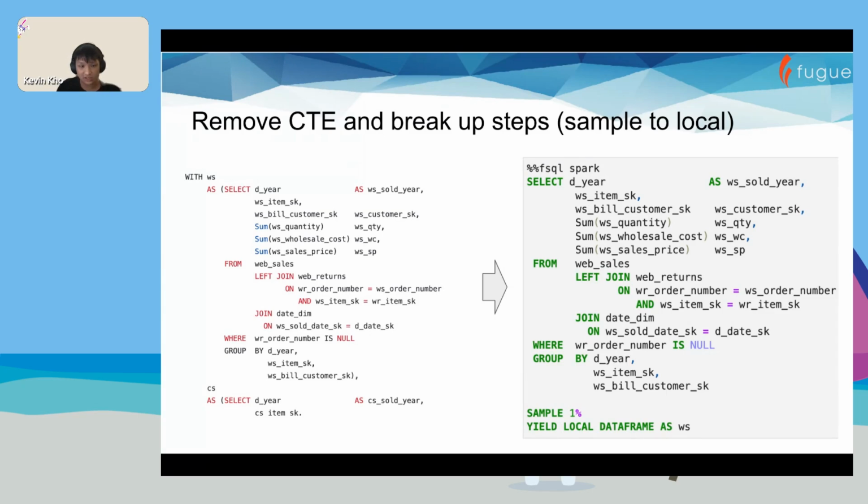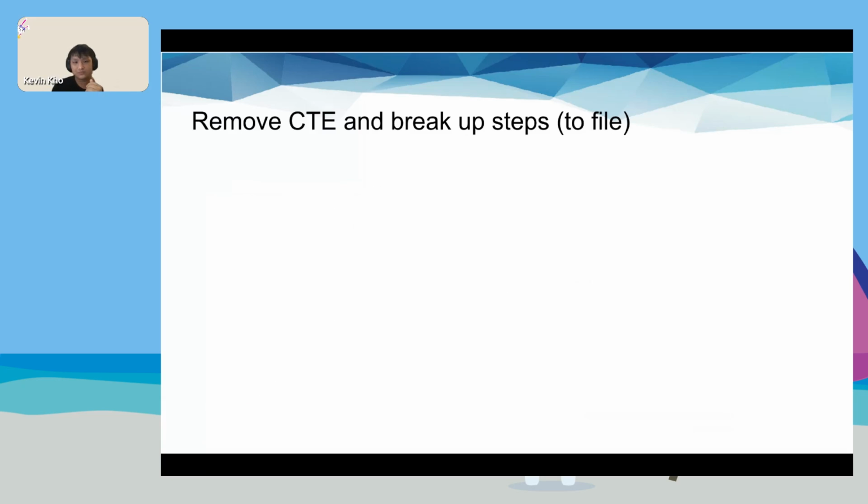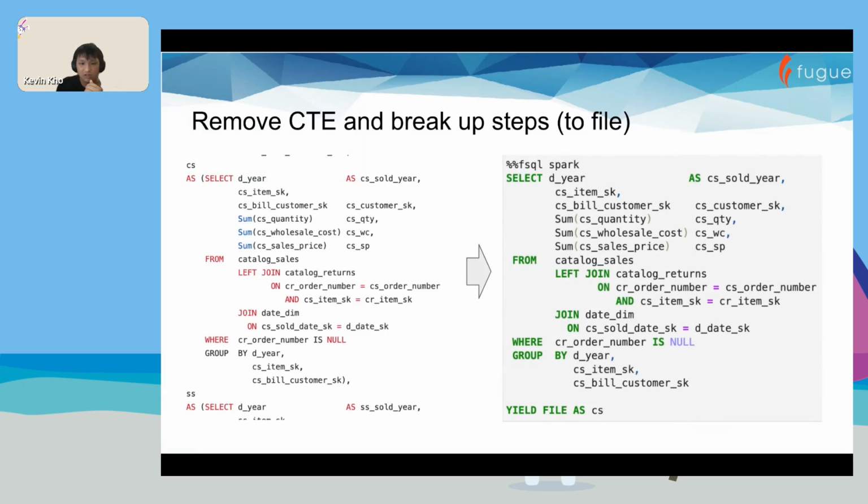The second thing you'll notice is at the bottom, we have SAMPLE 1%. Let's say you have a large table that you're working with. One of the things you can do is sample down 1% and then proceed to iterate locally. So we yield a local data frame, and now we can use a local engine like DuckDB, or we also have SQL on top of Pandas. You can use these local engines to iterate before you proceed to the next part of your query. We also have a yield to file, and this is similar.